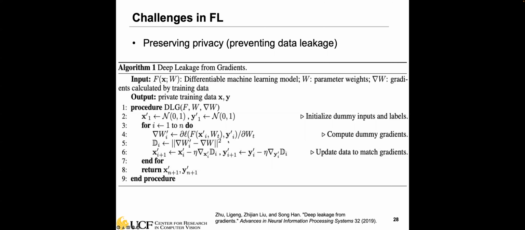And this is the algorithm pseudocode from their Deep Leakage from Gradients algorithm. Basically, they compute the gradient using the dummy input and the label, and update the input, trying to match the true gradient they receive.